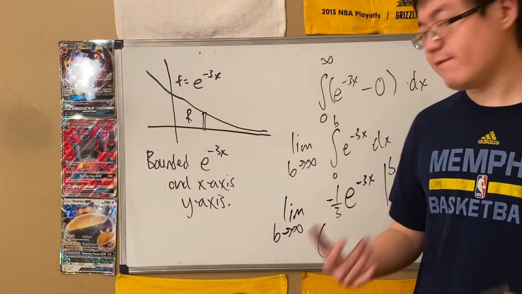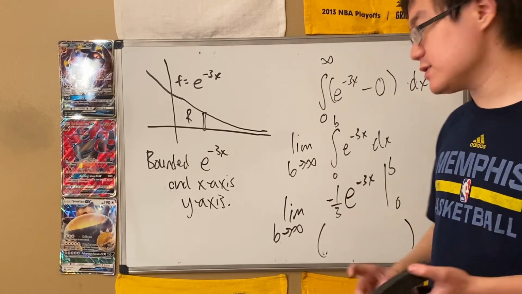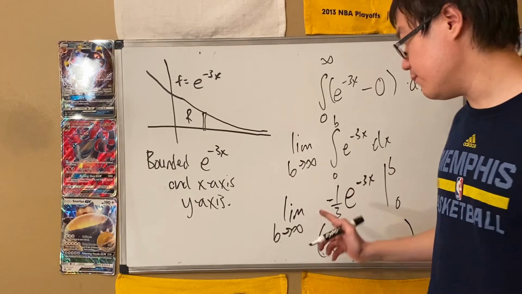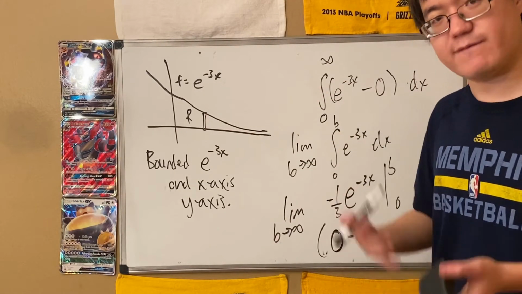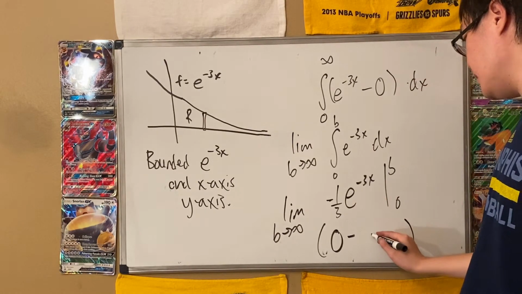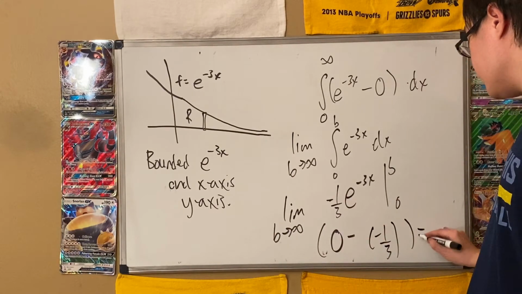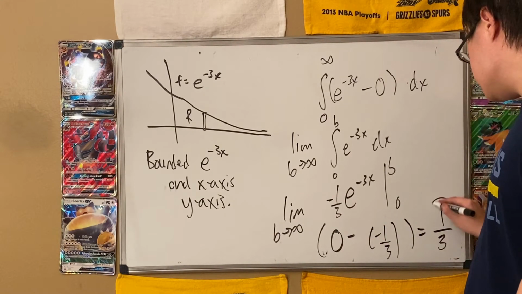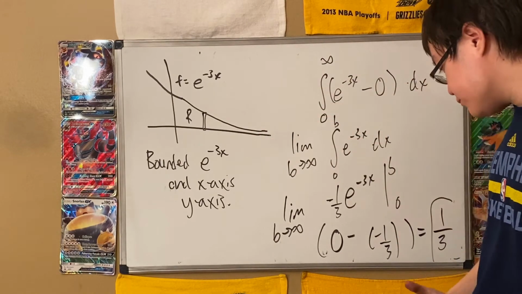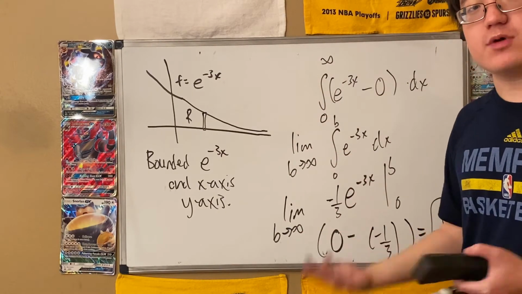But hopefully you know that e to the negative infinity is going to be 1 over e to the infinity. So that's 0. So this quantity is actually going to be 0. And then it's going to be minus, because you're going to plug in the bottom, fundamental theorem of calculus. So when you plug in 0, it looks like it's going to be minus negative 1/3, because e to the 0 is 1. So it looks like we get our final answer of 1/3. Again, this is the remarkable thing, because even if it's an infinite region, the area of this is 1/3.